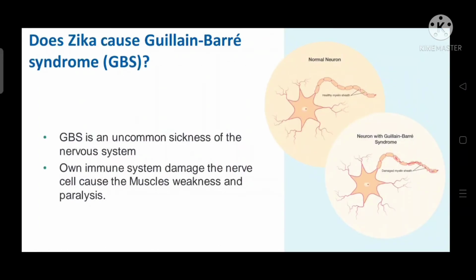Does Zika virus cause Guillain-Barre syndrome? Yes, the Zika virus causes Guillain-Barre syndrome. GBS indicates Guillain-Barre syndrome. GBS is an uncommon sickness of the nervous system in which a person's own immune system is damaged. Mind this word: in this condition, the person's own immune system damages the nerve cells, causing muscle weakness and sometimes paralysis.